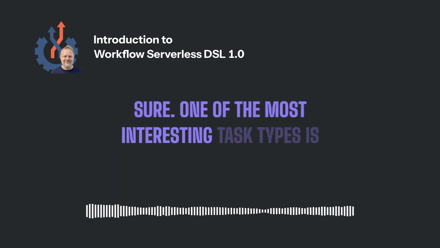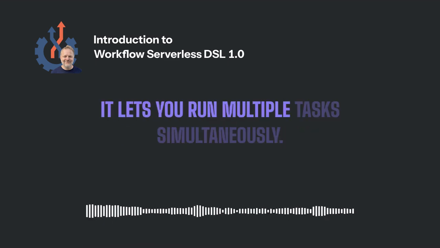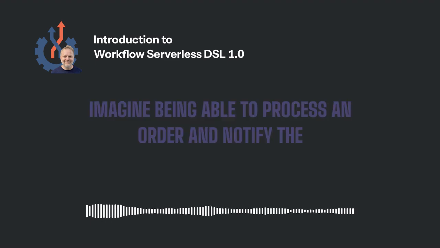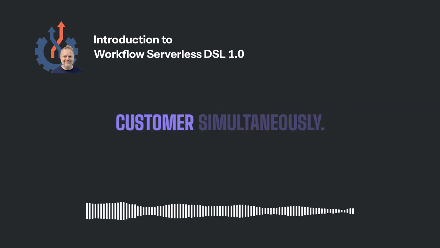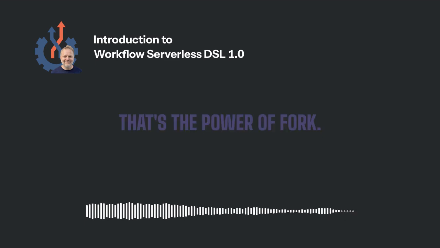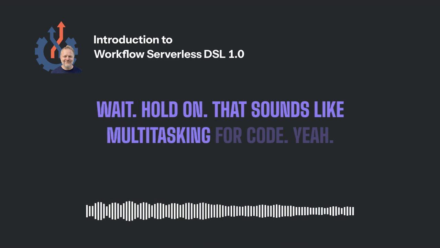Sure. One of the most interesting task types is the fork task. It lets you run multiple tasks simultaneously. Imagine being able to process an order and notify the customer simultaneously. That's the power of fork. Wait, hold on. That sounds like multitasking for code.